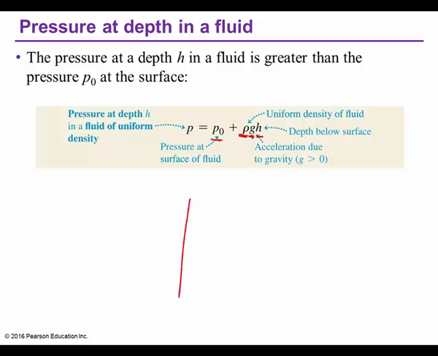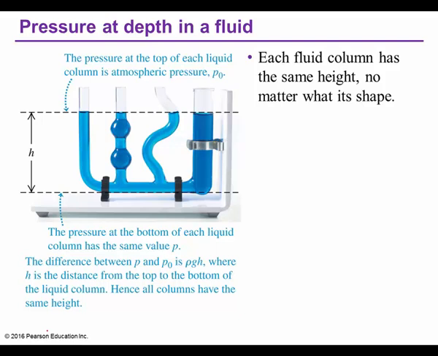In other words, if you have something like this, and there's a surface, and this is P naught or P initial, and let's say we want to know what the pressure is right here. Well, from here to here, that's height, isn't it? So this would be called final pressure, if you want to write it that way. Okay, so the pressure at the depth of a fluid, notice each fluid column has the same height, so no matter what its shape is, the pressure is the same right there.